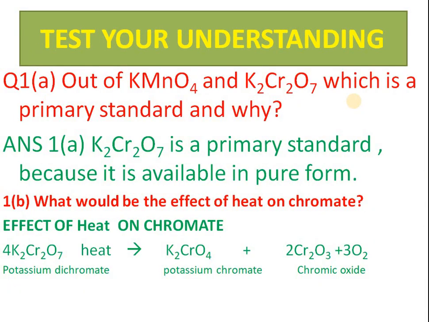Okay, so let us take up a few questions. Out of KMnO4 and potassium dichromate, which is the primary standard? Potassium dichromate is a primary standard because it is available in pure form. Okay, what would be the effect of heat on dichromate? If you heat potassium dichromate, you will get potassium chromate. Okay, and if this chromate is heated further, chromic oxide will be formed finally.